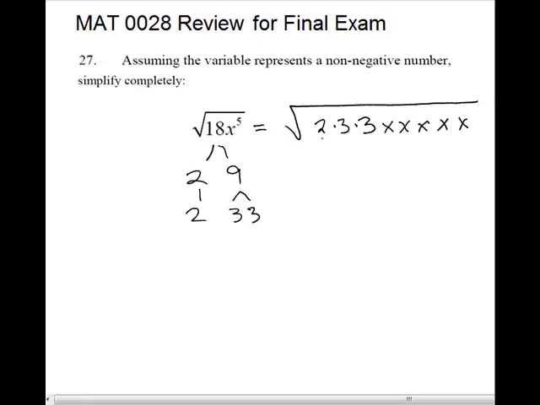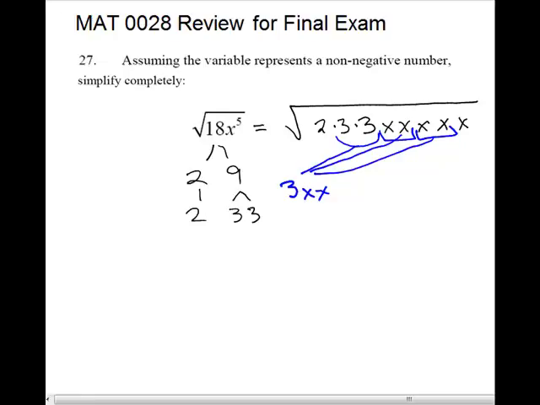We can't do anything for the 2. There's only one copy. For the 3's, that's a square, 3 squared. 1 3 can go outside the radical. We're taking the square root of a square. So 1 3 goes to the outside. For the x's, every time you find a group of 2, 1 will go outside. So 1x goes out, and 1x for this group.